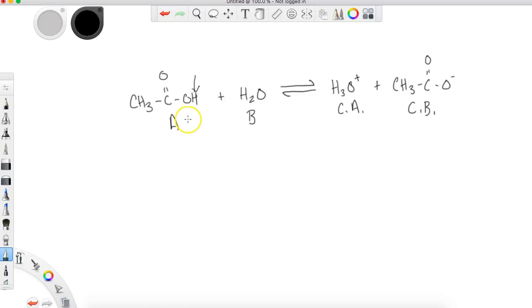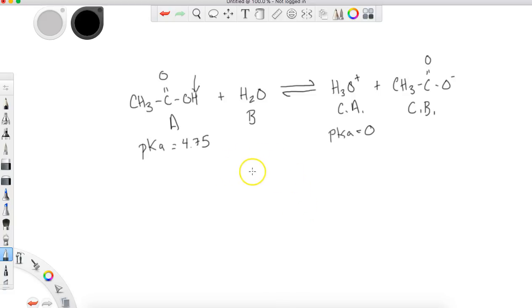So this is going to be relatively weak, and it turns out that the pKa value for acetic acid is around 4.75. And the pKa for H3O plus, on a relative ranking compared to HCl and everything else like that, is about 0. You can have negative pKas or pKas that are less than 1.